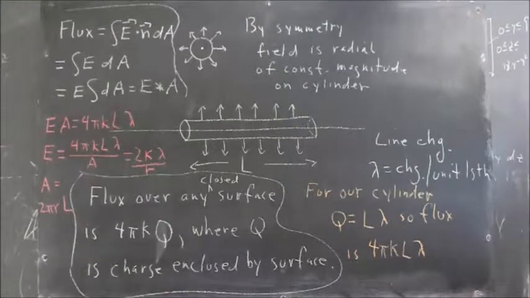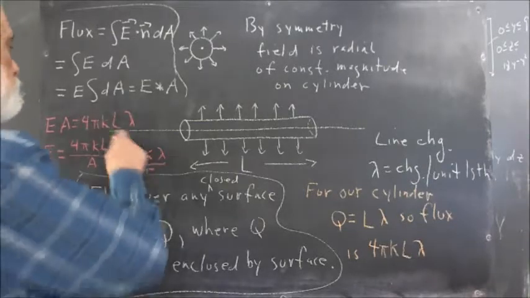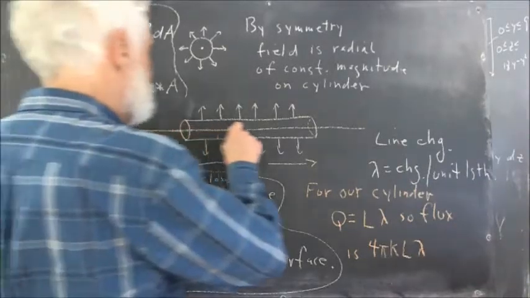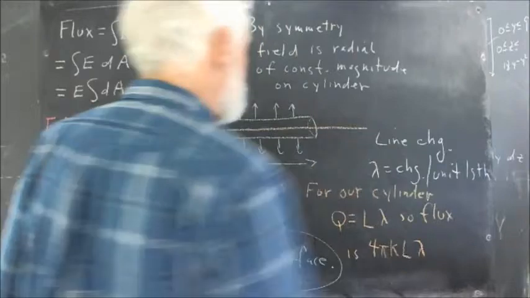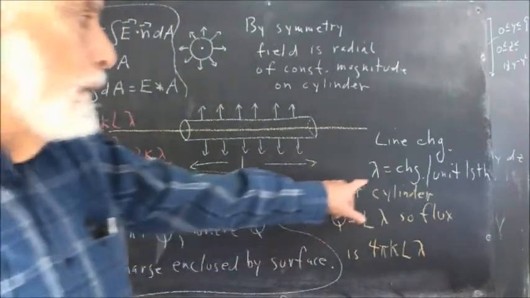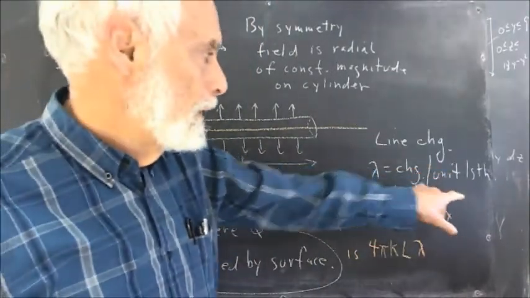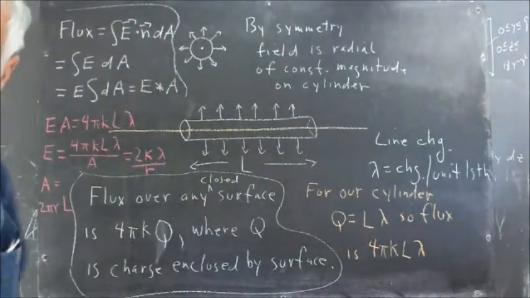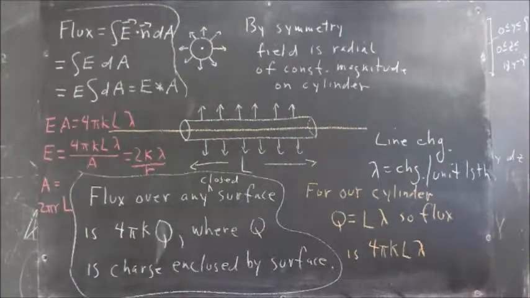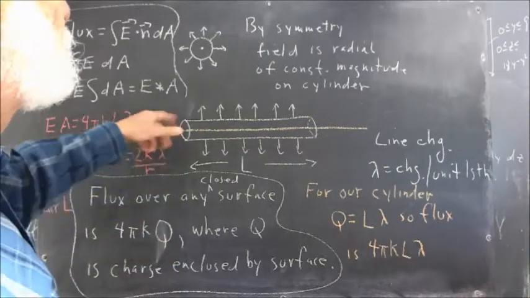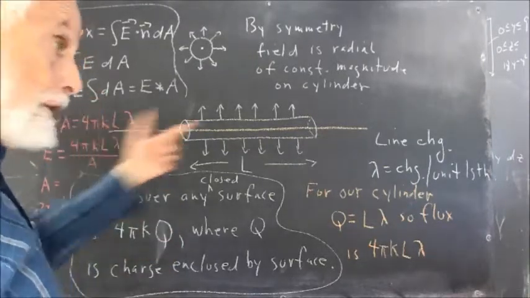Okay, now we're going to have a line charge, and I'm going to go ahead and make that line charge orange. Okay, we have a line charge with lambda, charge per unit length, uniformly distributed over the line. We're going to draw a cylinder around this line charge.